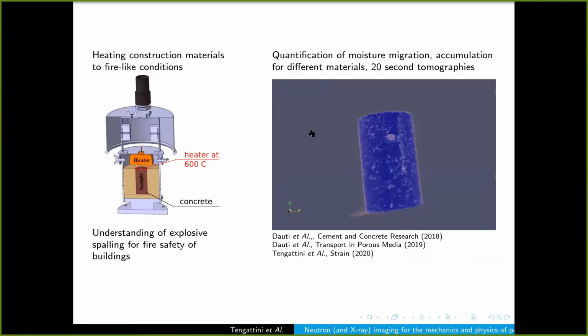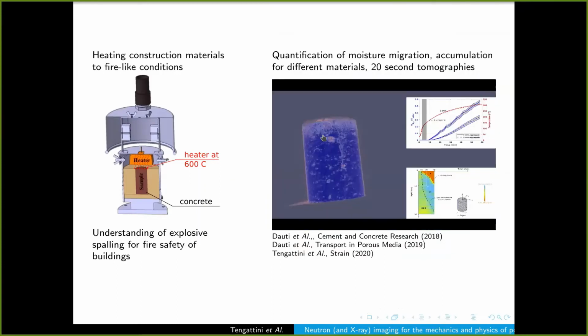But how about the converse? So we can, of course, also heat a geomaterial. In this case, it would be a concrete. It's another porous medium, and study, for example, the moisture transport in the different types of concrete, as we can see here.